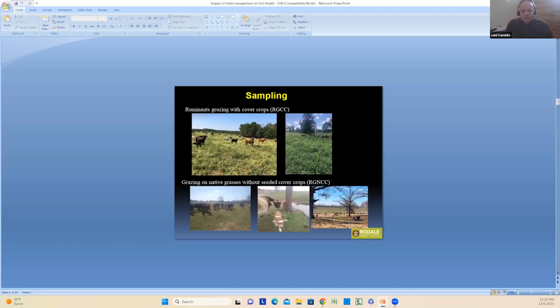The fourth category is ruminants on seeded cover crops. On cover crops during the entire year, we plant them 3 times a year. Every day you will find that the soil is covered almost 365 days a year. We compare all of these to grazing on native grass. We don't apply any cover crops, just the common grass in Tennessee and Missouri.